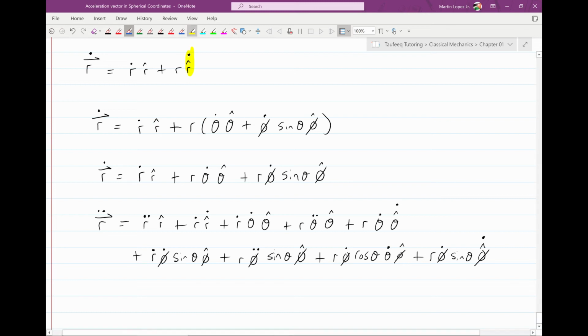Now, I'm going to highlight what we need to worry about. Okay, we already got this one, so that one's cool. We're chilling with that one. We need to get this one, theta hat dot, and we need to get this one, phi hat dot. Those are the two that we're missing. Once we plug those in, if you get those correctly, the rest is algebra.